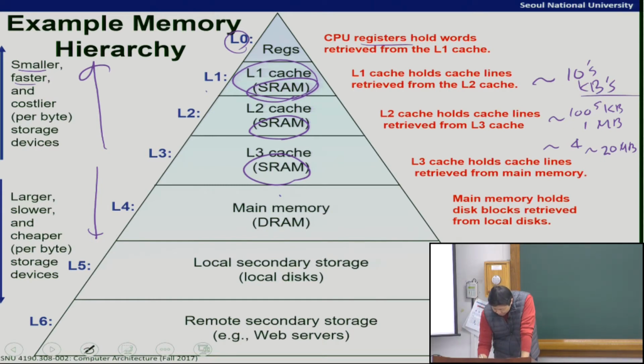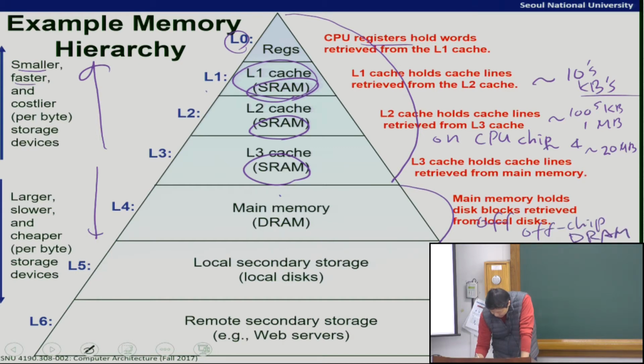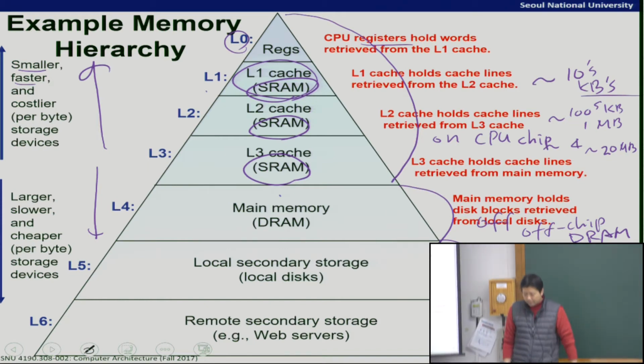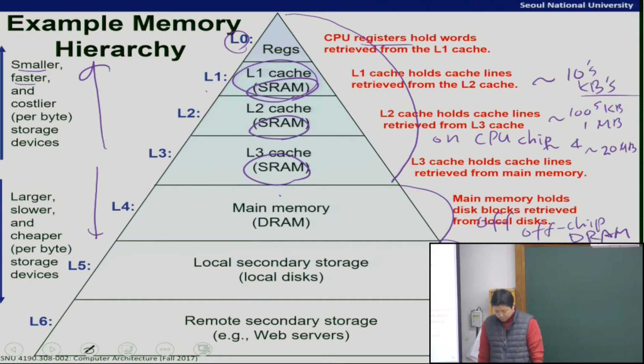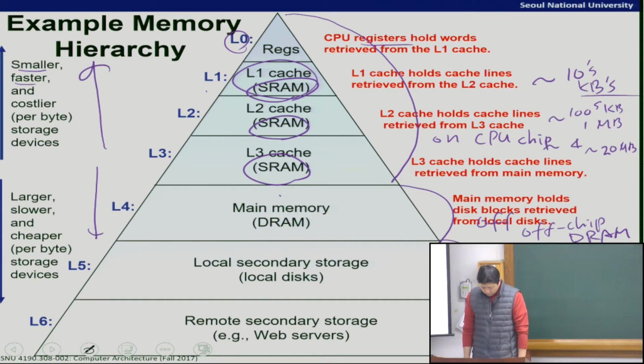So L1, L2, L3, up to this point, are on the CPU chip. Okay, and this one is off-chip DRAM. And this is disk. And this one is more like the cloud or some remote storage. Okay. So that's the hierarchy, that's the hierarchy of memory.